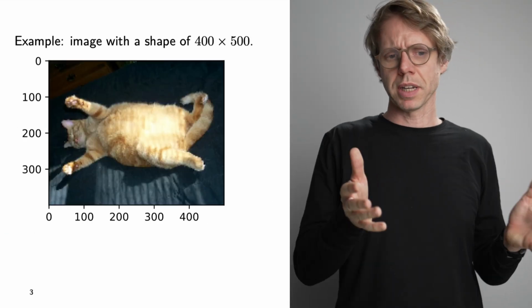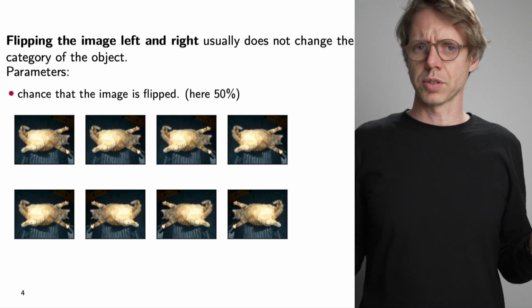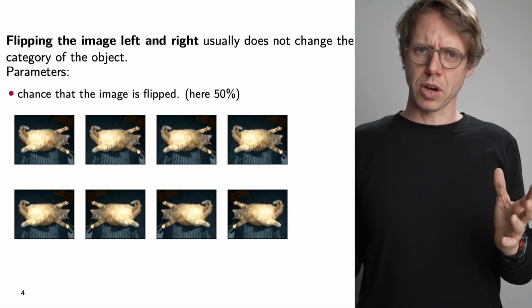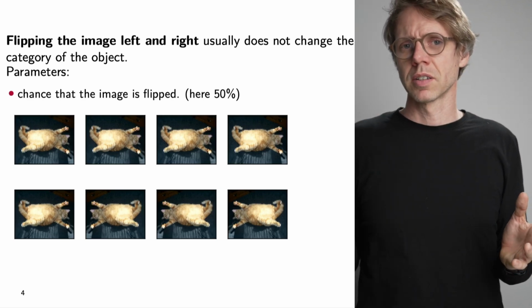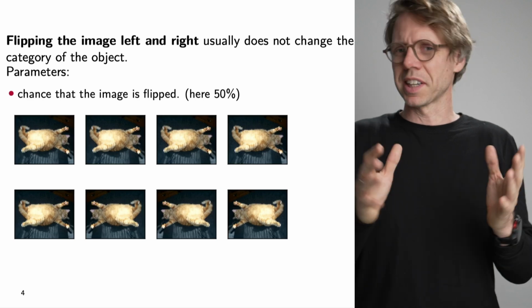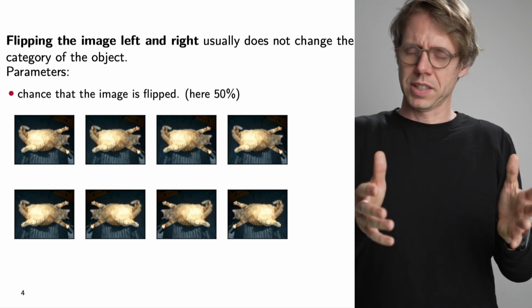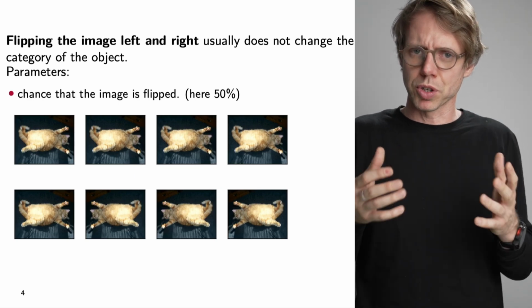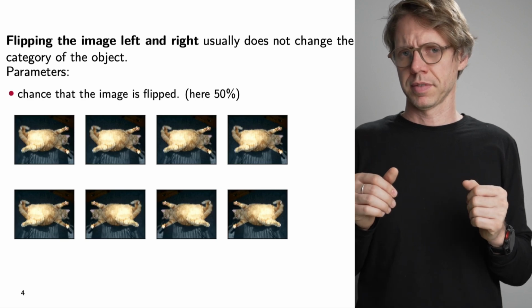So if we look, for example, at this image of a cat, one type of transformation that we could do is to flip the image either left or right. Now, if you think about flipping an image of a cat, well, it's very easy to see that the image still displays a cat. So for these types of images, flipping would be a useful transformation because it would not modify the class or the category of the object.